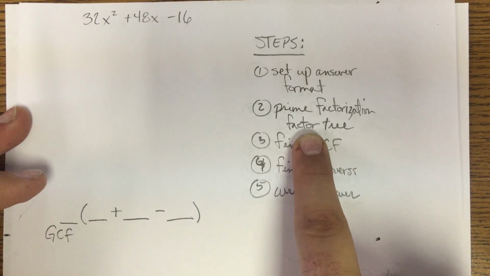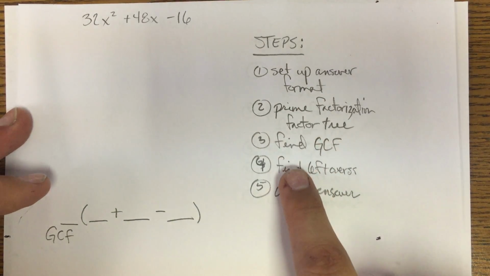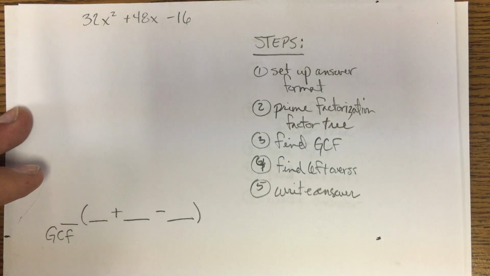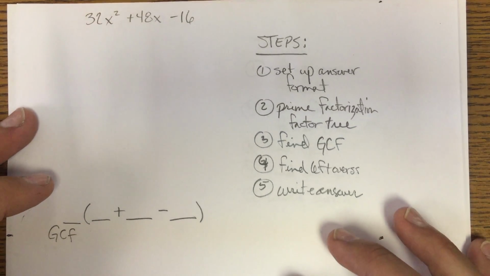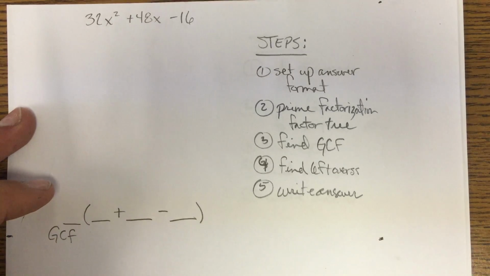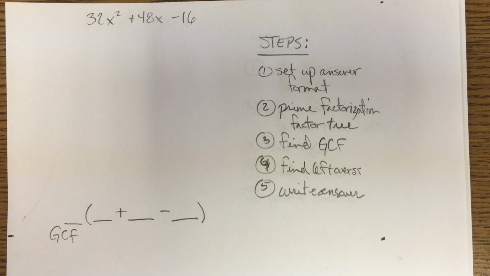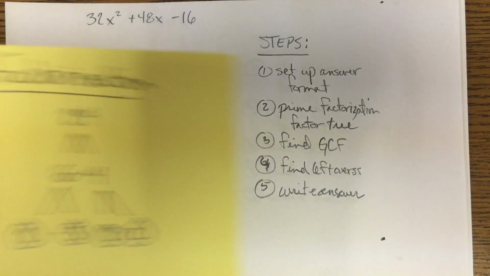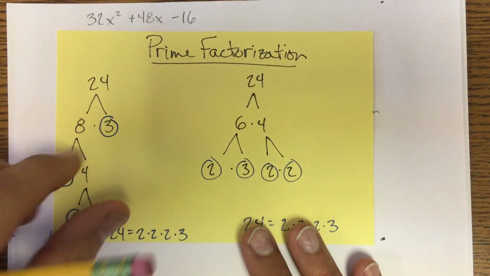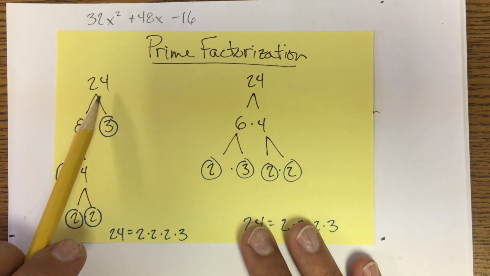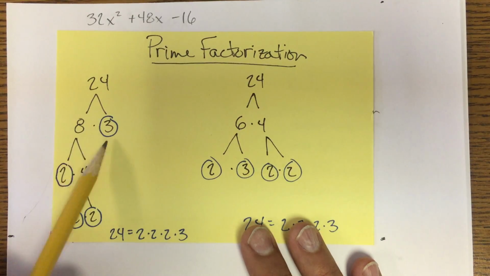Now the next step, step number 2, is to do a prime factorization by doing a factor tree. Now some of us are going to remember this from elementary school. Maybe we did it in middle school. But we're going to do a prime factorization, and it kind of looks like this. Let's start with this number 24. Okay, we're going to break it up into factors.